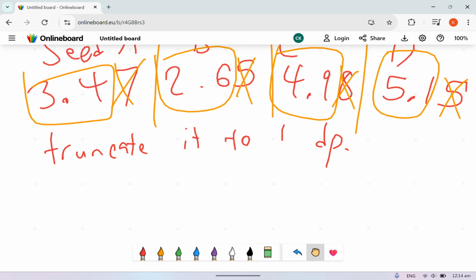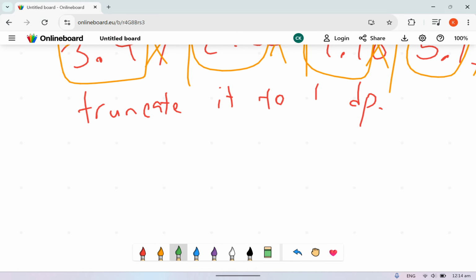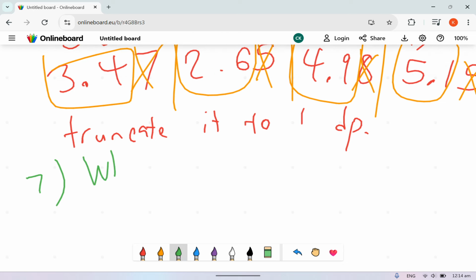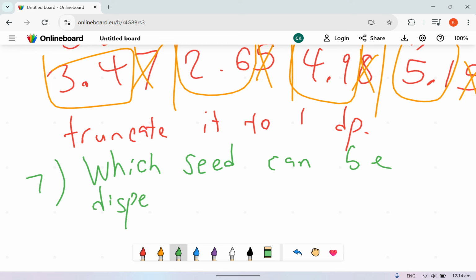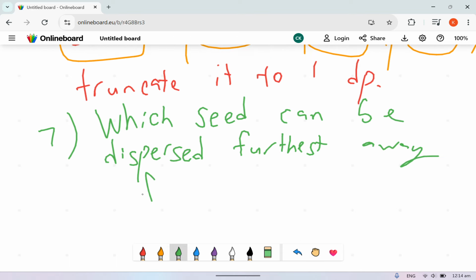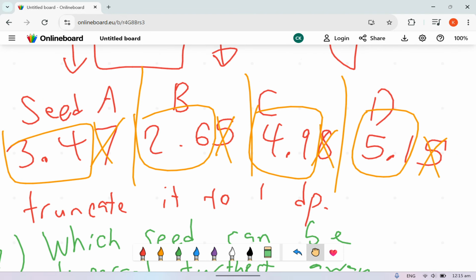Okay, now I'll ask you another question. This is a bit not related to this, but I still want to ask you because it's a very good way to tie it back in. Question 7. Which seed can be dispersed furthest away from the parent plant? You don't have to explain the answer because it's going to be completely biology right now. But just answer. Just look at this. It's so easy. This is out of syllabus because it's so easy.